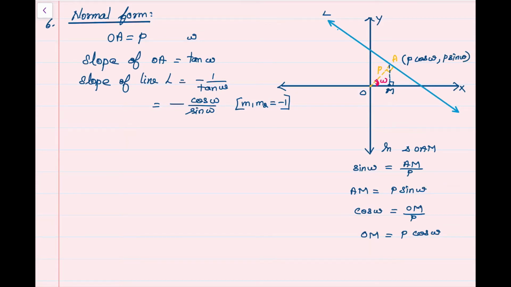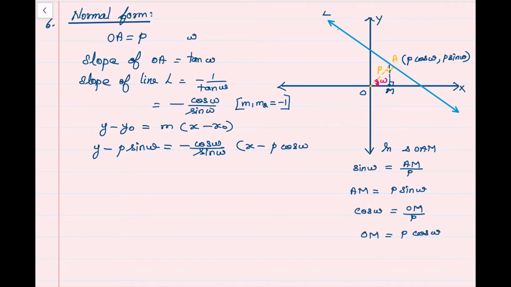Now we know one point on this line and we know the slope. We will write the equation using point slope form. The formula is y minus y0 is equal to m times (x minus x0). Y minus, the y coordinate of the point is p sine omega, and the slope is minus cos omega divided by sine omega times (x minus x0), p cos omega.